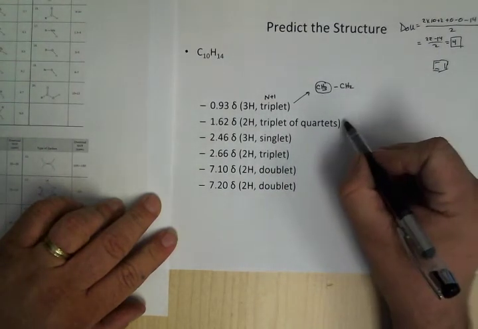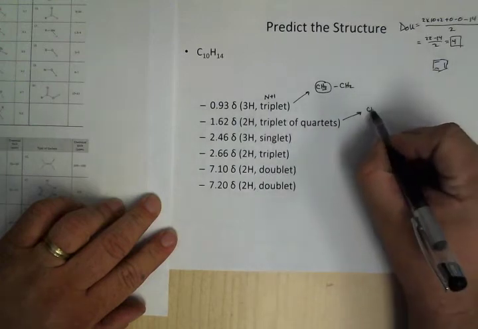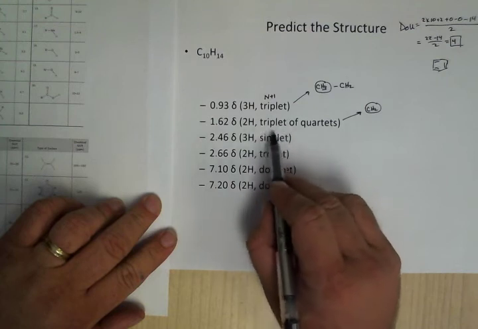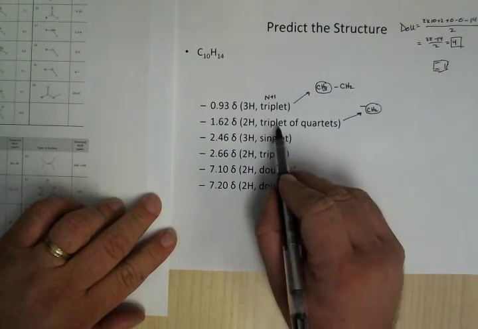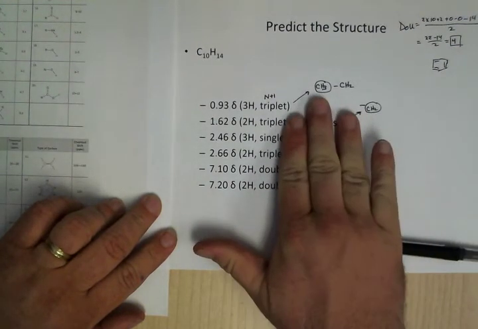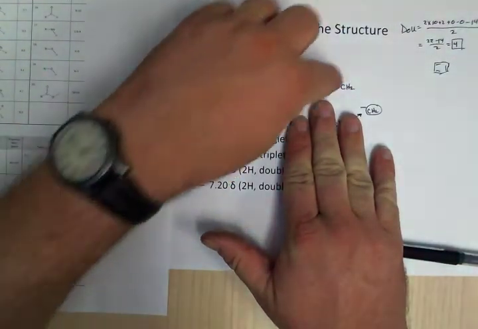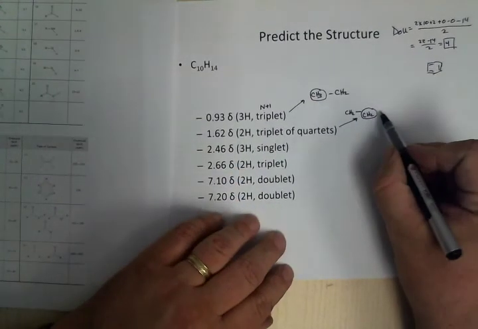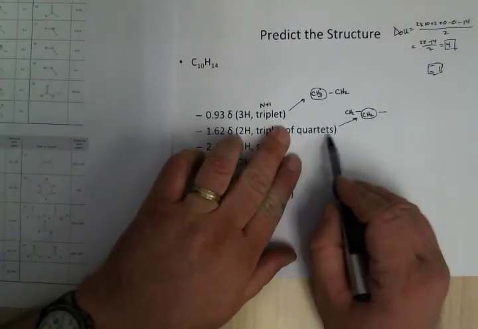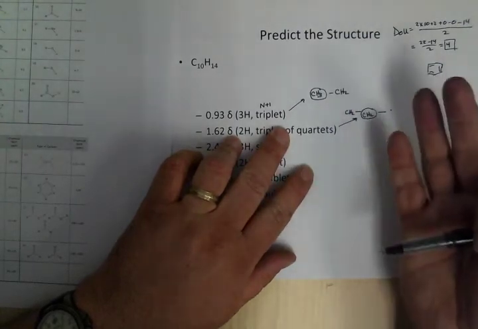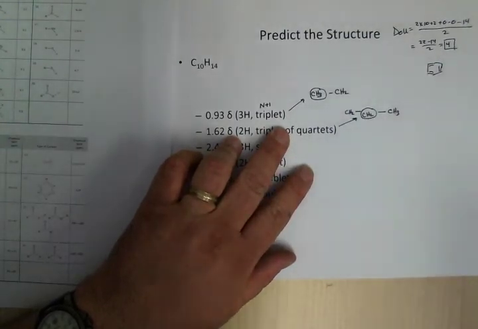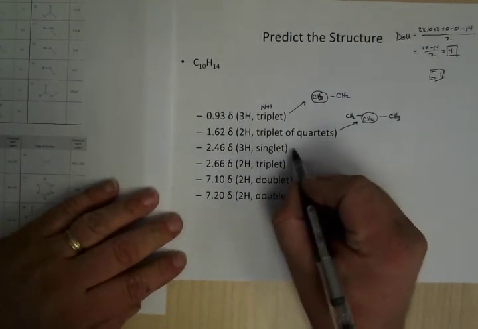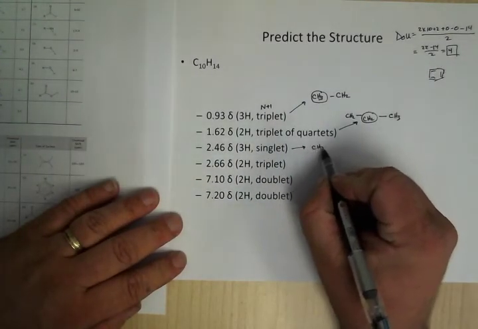This one right here, it's a CH2, but notice I have a triplet of quartets. That means on one side, just like this one here, you'd have a CH2, because it's 2 plus 1, a triplet. So on one side you're going to have a CH2. On the other, you have something that makes a quartet, and that means it has to have 3, so a CH3 group. Here you have a CH3 group, so you just have a methyl.